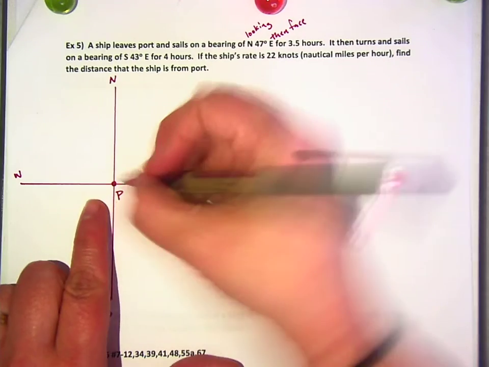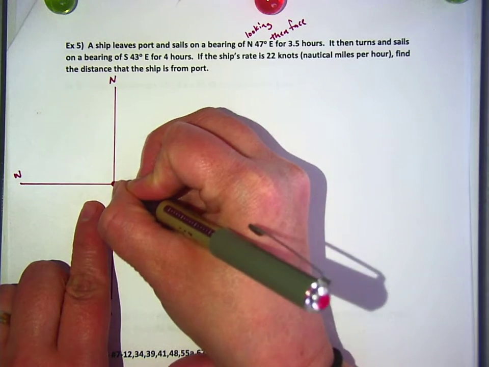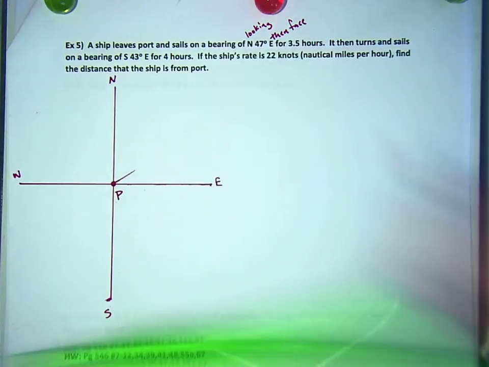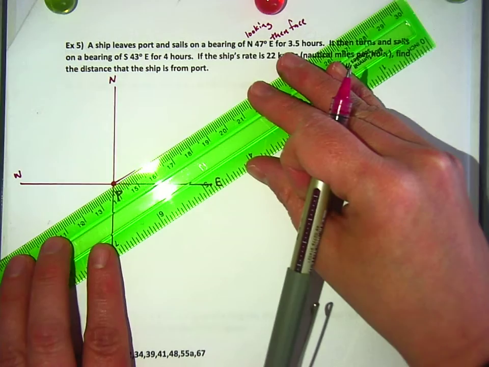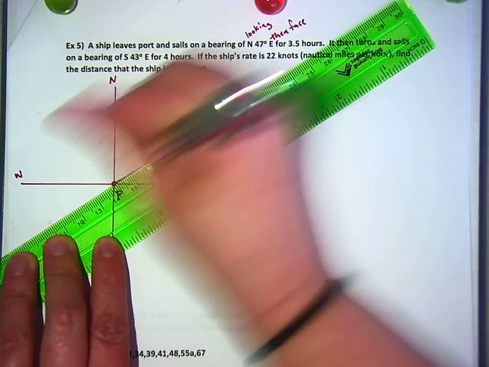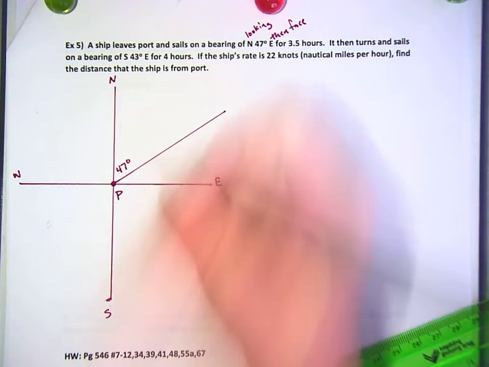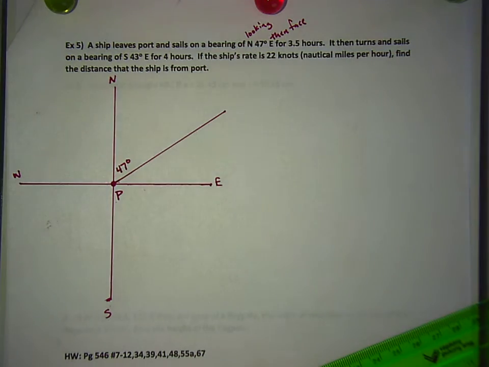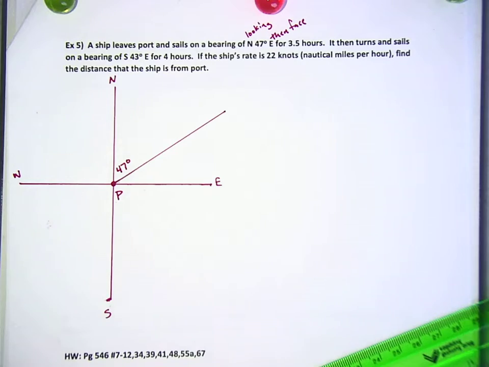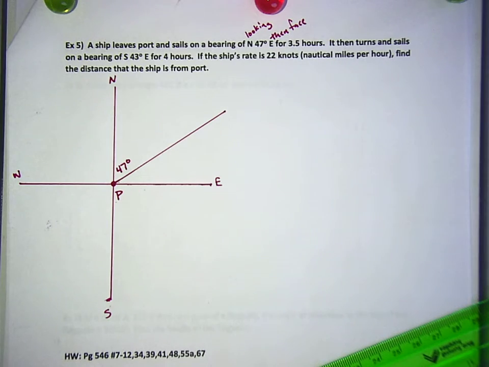Okay, so I don't know, about maybe this way. Goes this way for a while. And this is 47 degrees right here. And it goes for 3.5 hours. That's not really a distance, that's just time.